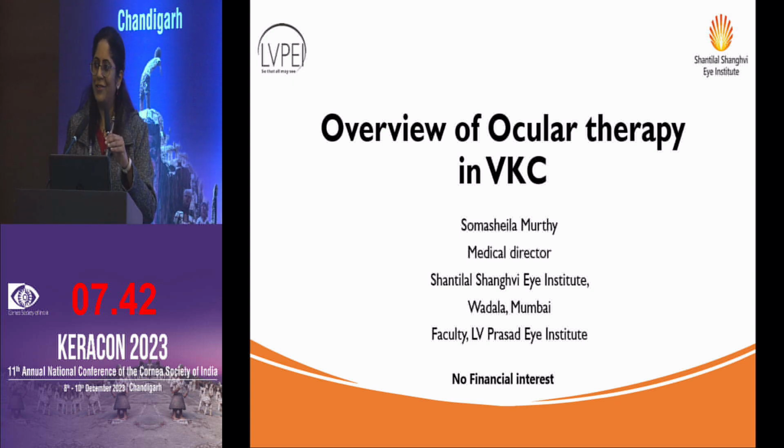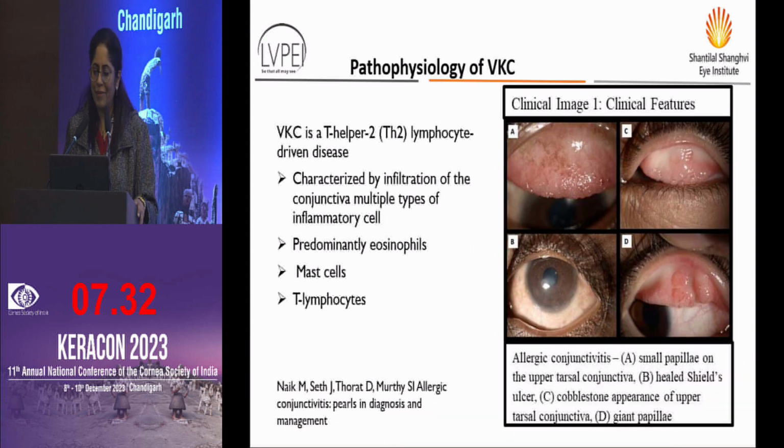So luckily this topic is going to be more of a very short discussion because all of you know this topic very well. And I'm just going to set the stage for all the subsequent talks that are coming in. So just a brief about the pathophysiology. You know that it is a Th2 lymphocyte-driven disease. And although there are a lot of acute phase cells that come into the picture, so there's infiltration of the conjunctiva with multiple types of inflammatory cells, and predominantly we know that they're eosinophils, and then there are mast cells, and of course the T lymphocytes. That's why it's kind of a dual mechanism.